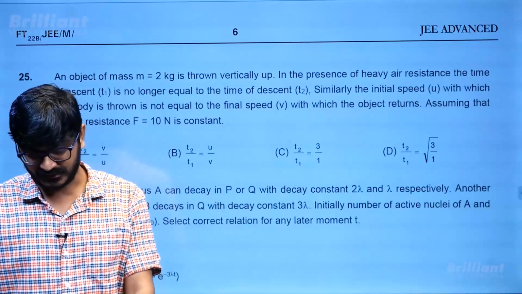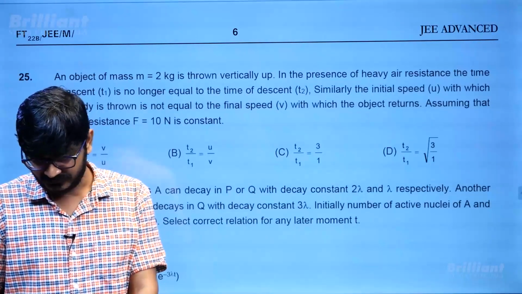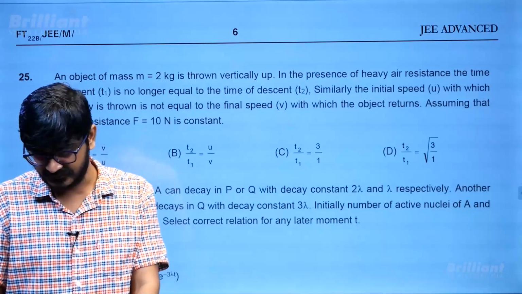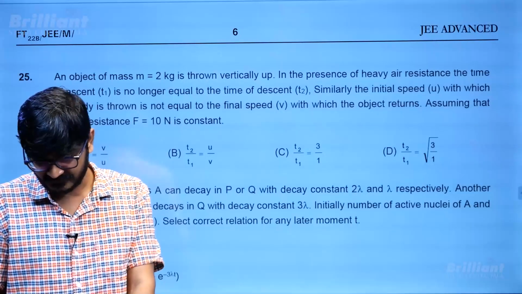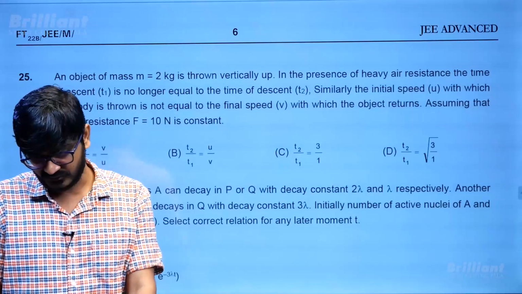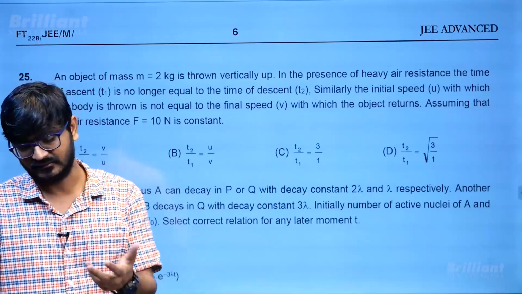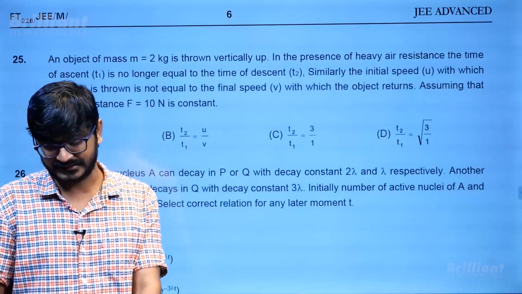An object of mass 2 kg is thrown vertically upwards in the presence of heavy air resistance. So the time of ascent is t1 and is obviously no longer equal to the time of descent. Similarly, the initial speed with which it is thrown is not equal to v, because you can't do conservation of mechanical energy, since air resistance is there. Assume that air resistance is 10 newton.